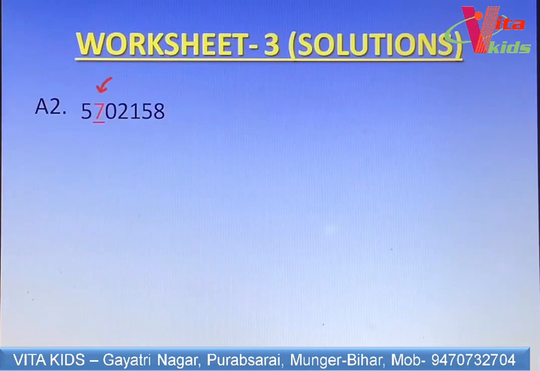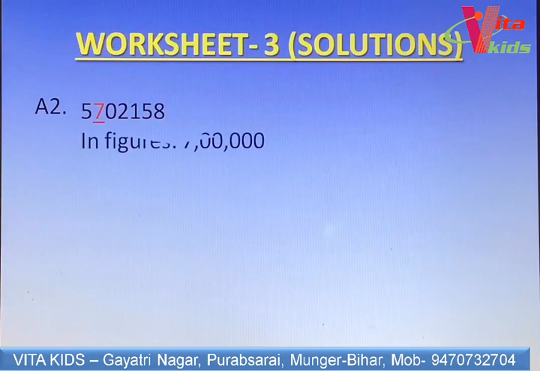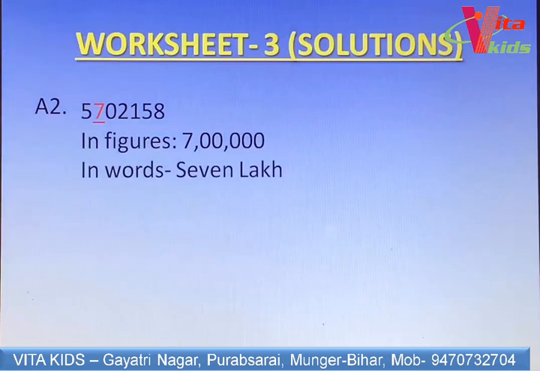So we have to find the place value of this. After 7 on the right we have 02158. That is 5 digits. So after 7 we will put 5 zeros. That is going to give us place value in figures. So in figures we will have 700,000, which is 7 lakhs. So in words we will write as 7 lakh.